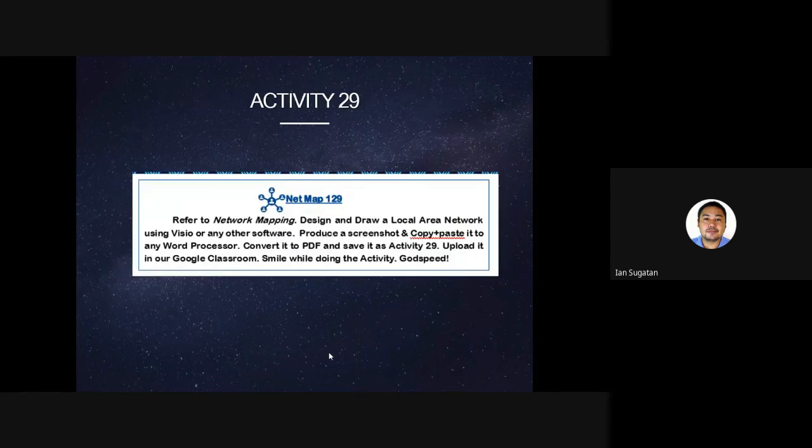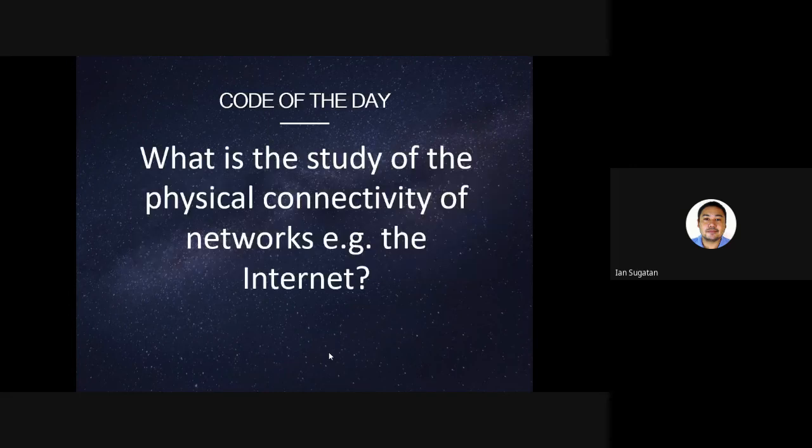So our Activity 29, guys, you're going to refer to the network map. What you're going to do is design and draw a local area network using Visio or any other software. You can refer to any design for a local area network. You may use a design you made before, from your subjects last year or this past year.